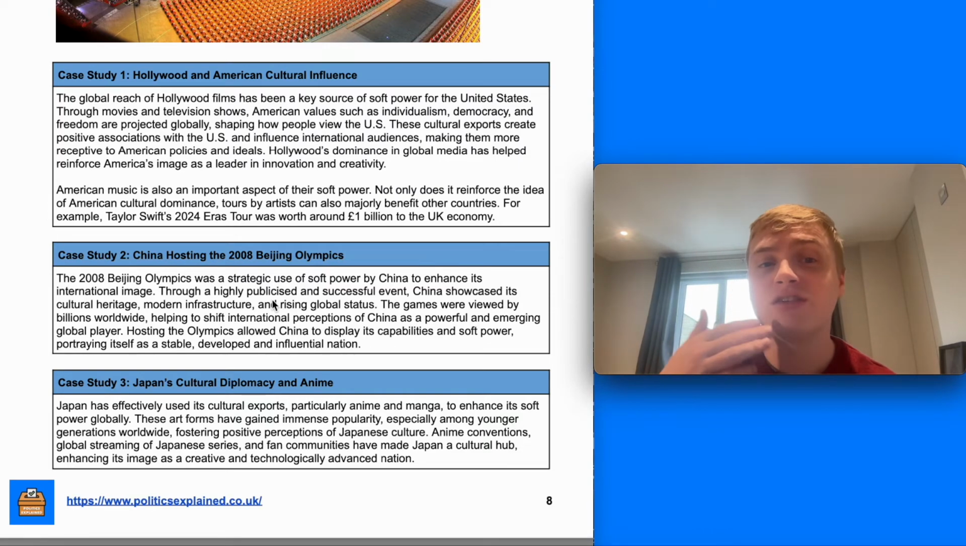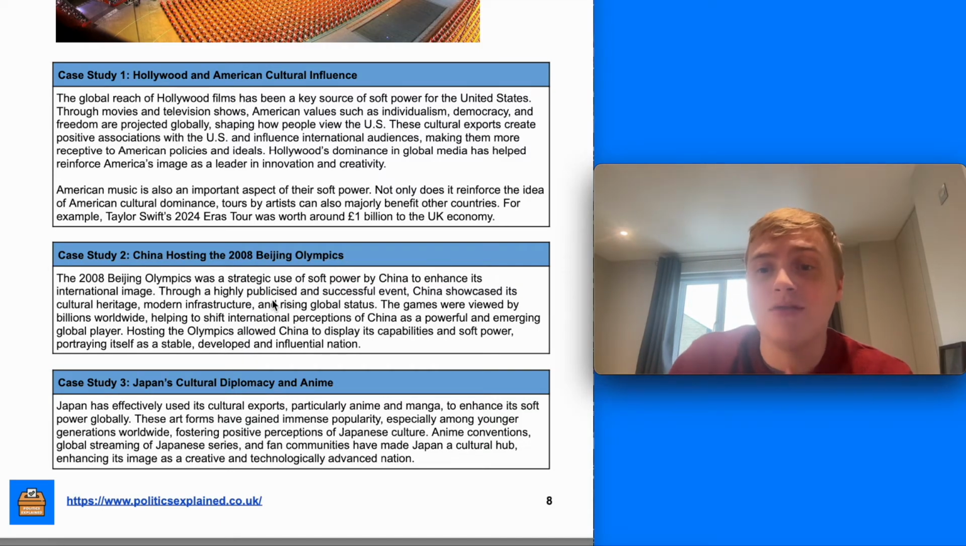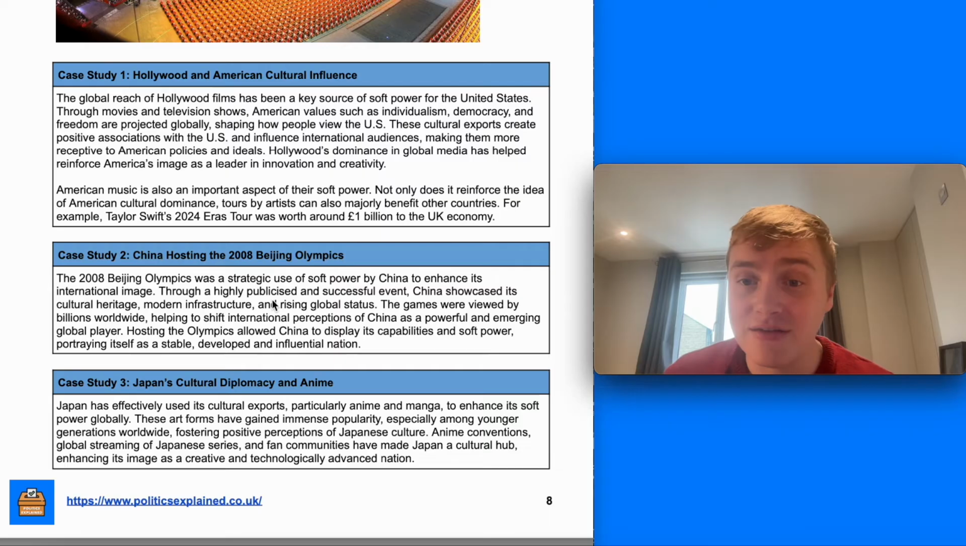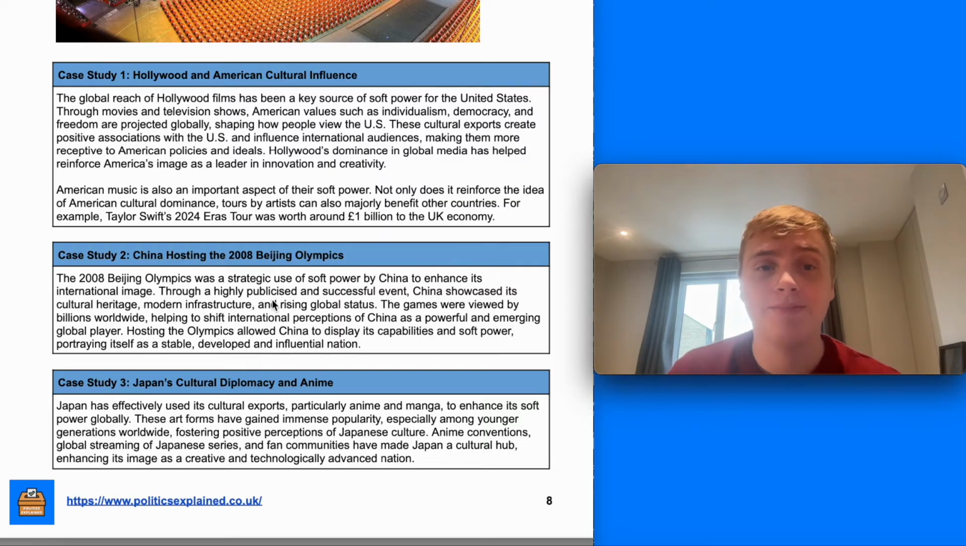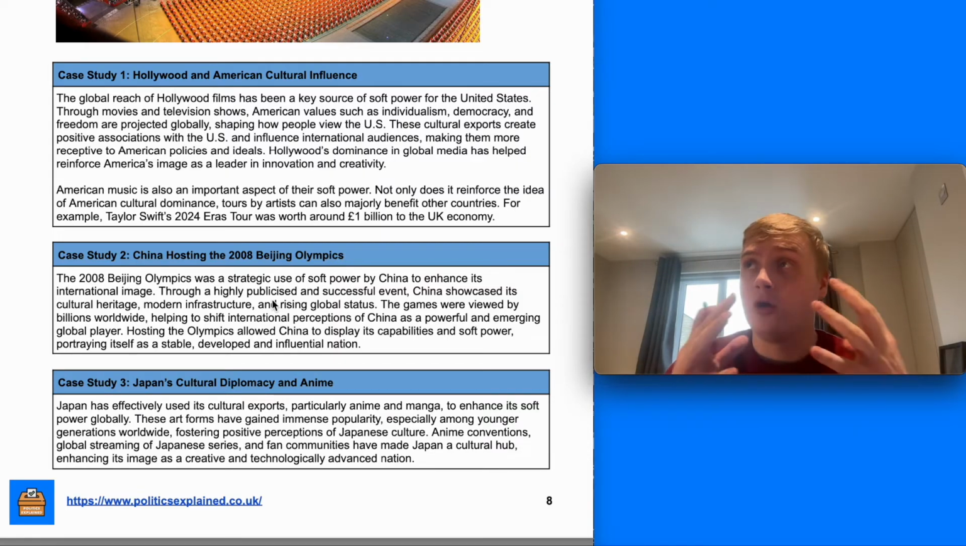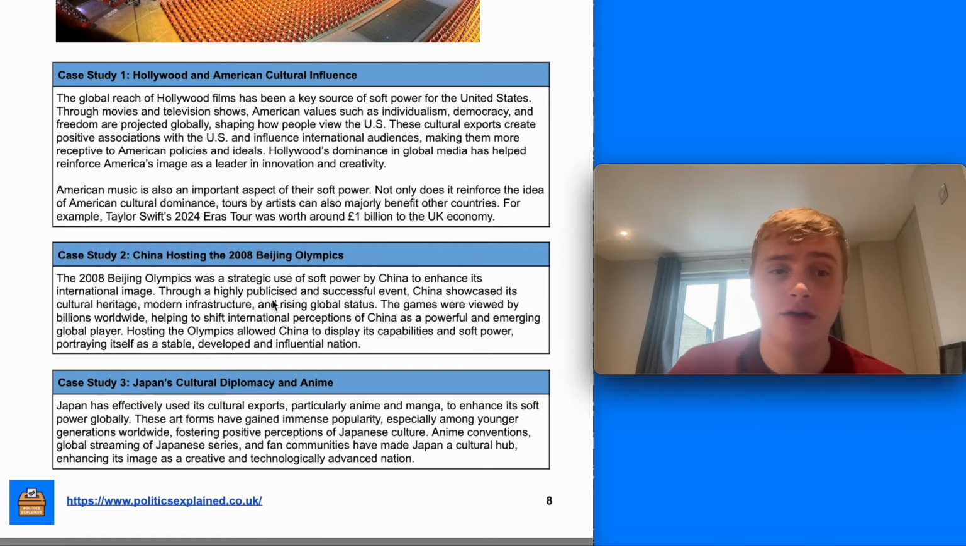And they create positive associations with the US, at least for some international audiences, making them more receptive to American policies and ideals. And it's helped reinforce America's image as a leader in innovation, creativity, and therefore helped it maintain its image as this global leader, which has helped it have more influence over other states and, for example, gain more favourable trade deals or have more influence in multilateral international negotiations.